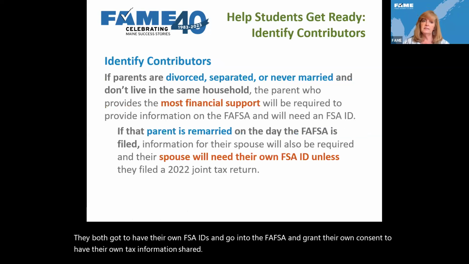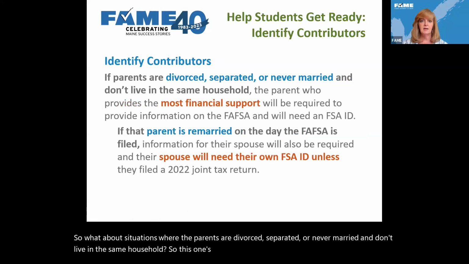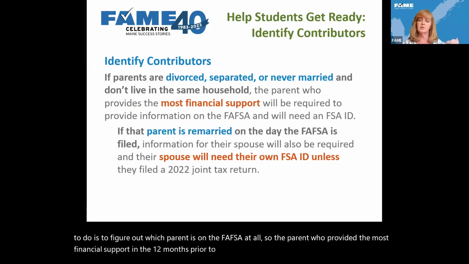So what about situations where the parents are divorced, separated, or never married and don't live in the same household? So this one's kind of a two-step process. The first thing we have to do is to figure out which parent is on the FAFSA at all. The parent who provided the most financial support in the 12 months prior to the FAFSA being filed is going to be the parent on the FAFSA.